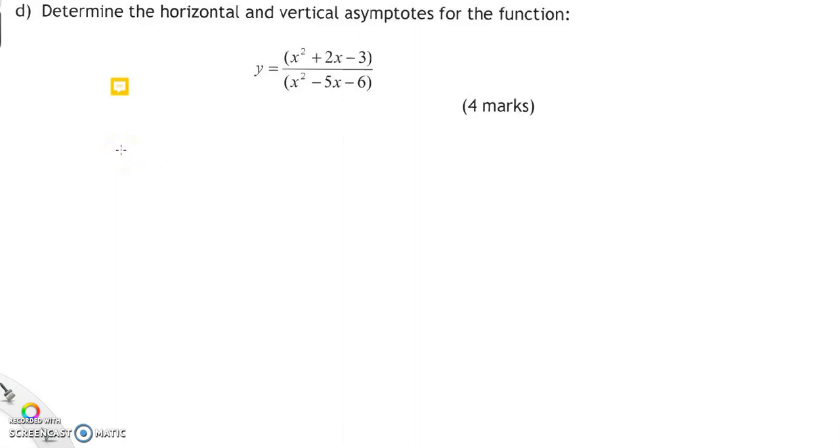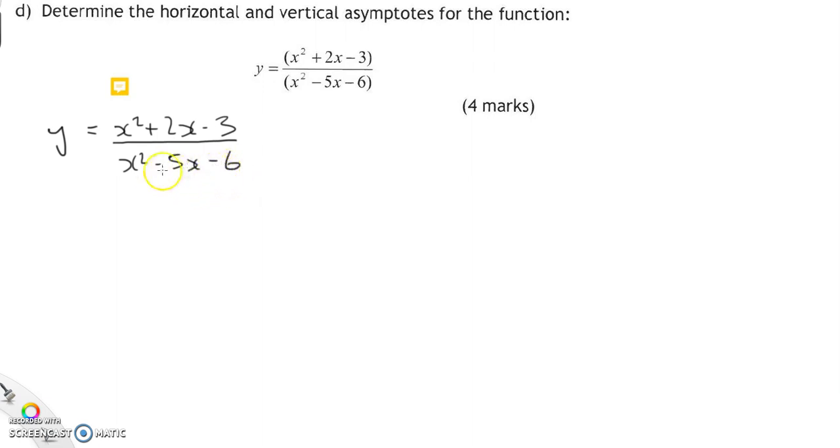Asymptotes parallel to the x-axis are found by equating the highest power of x to 0. What does that mean? Asymptotes parallel to the x-axis are found by equating the coefficient of the highest power of x to 0. So we have to play around with this. y equals x squared plus 2x minus 3 all over x squared minus 5x minus 6. So I'm just reading this here again. Asymptotes parallel to the x-axis are found by equating the coefficient of the highest power of x to 0.